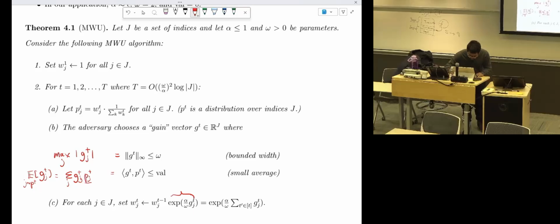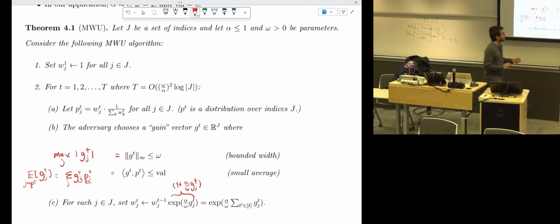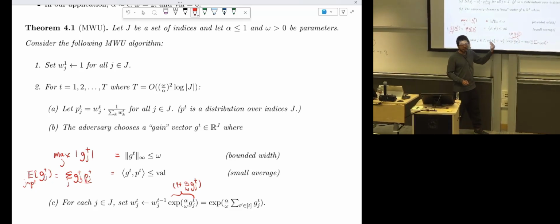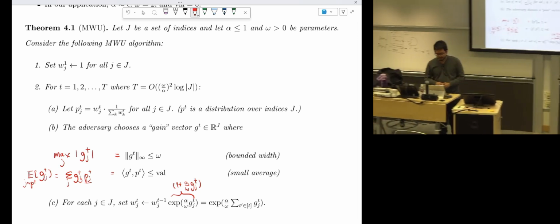Note again that this thing, maybe you can forget it for a bit, is basically 1 plus the gain. It's the same thing, right? So if G is positive, then you increase the weight multiplicatively. If the gain at index J is negative, then you decrease it multiplicatively. So the weights of each index increase or decrease multiplicatively according to the gain.